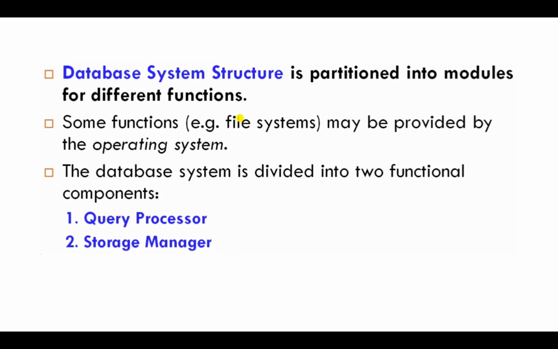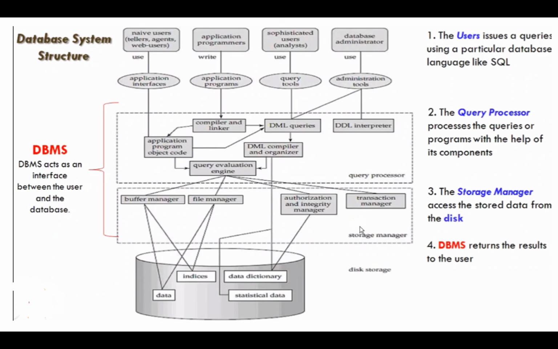So in a database, the system structure is partitioned into modules for different functions. Some functions like the file system may be provided by the operating system. The database system is divided into 2 functional components: query processing and storage manager. So this is the architecture of the database system structure. In this we can see how the structure of the database system is.